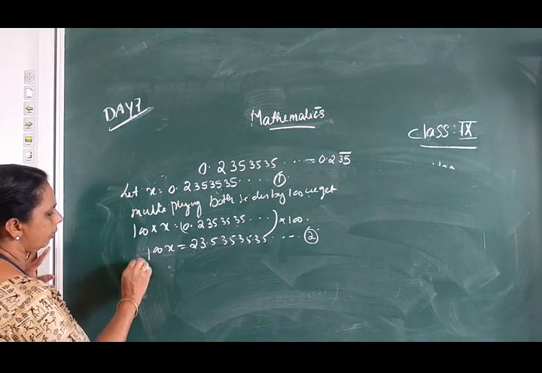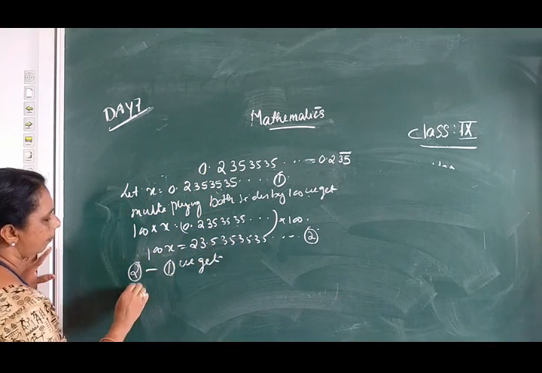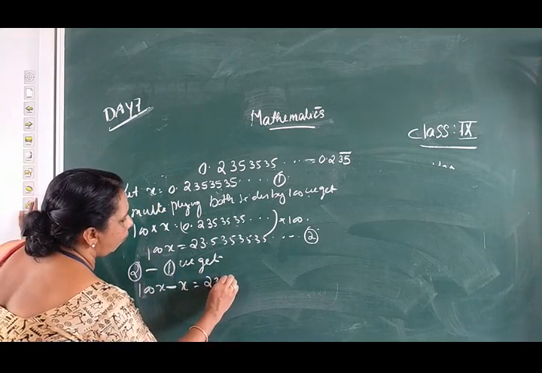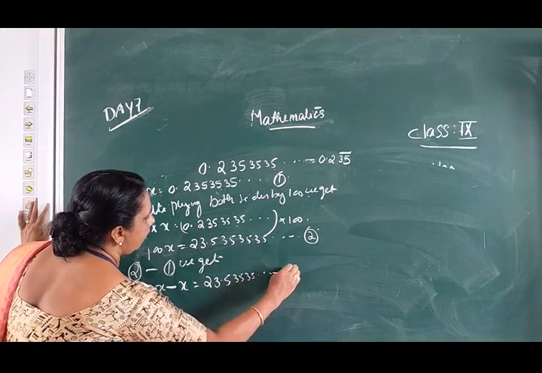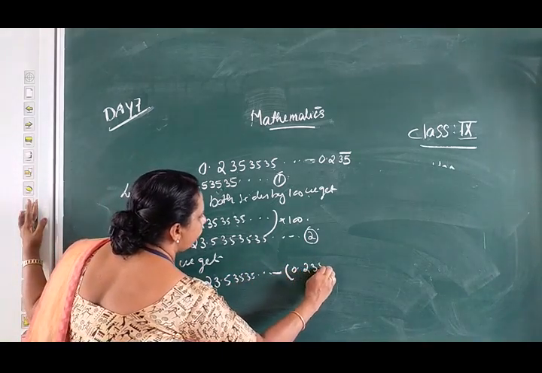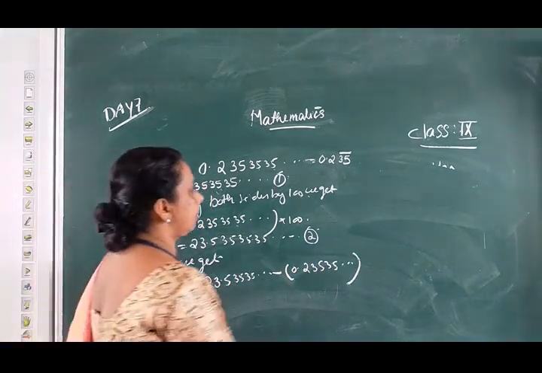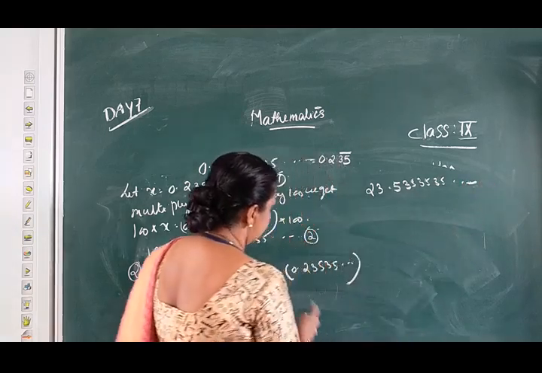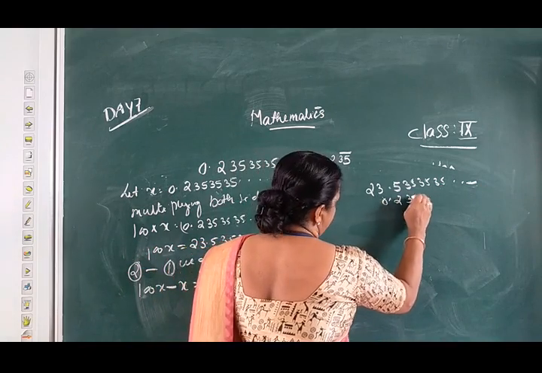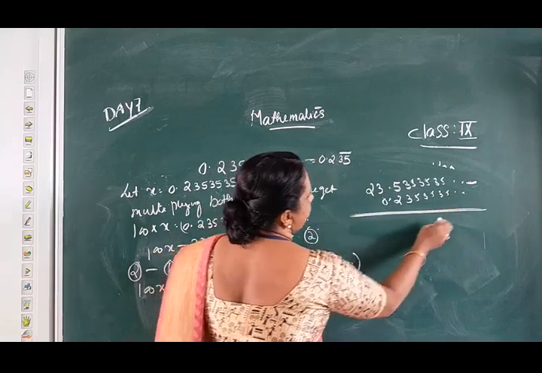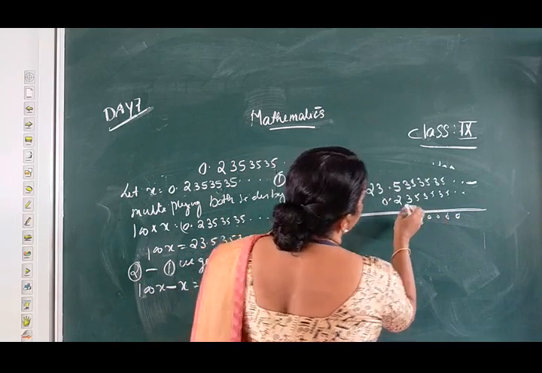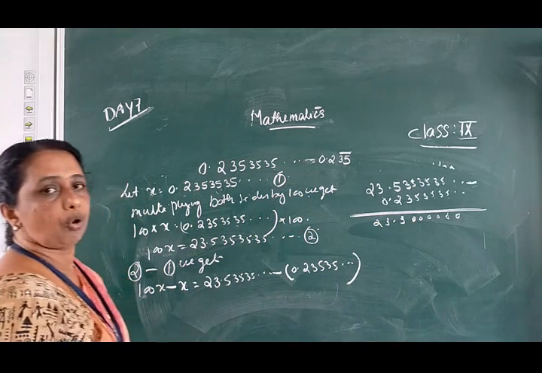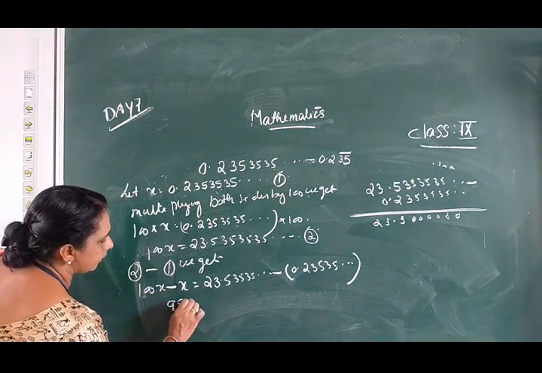Then, same method, equation 2 minus equation 1. On the left-hand side, 100x minus x, and on the right-hand side, 23.535 etc. minus 0.235 etc. Subtracting, the repeating digits cancel, leaving 0, 0, 0, and 5 minus 2 we get 3, so we get 23.3. 100x minus x is 99x, which is equal to 23.3.